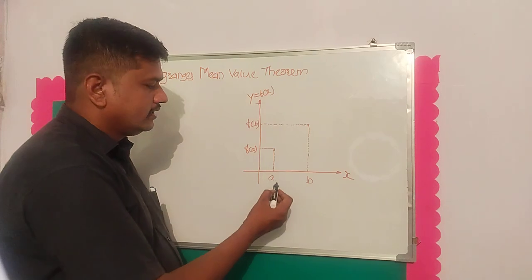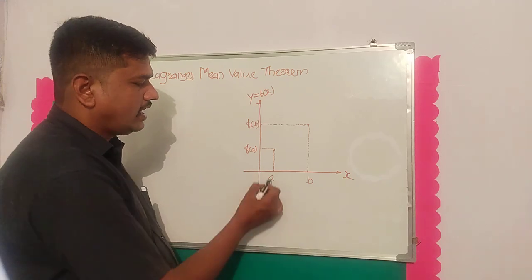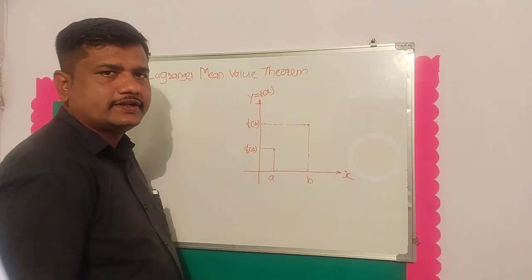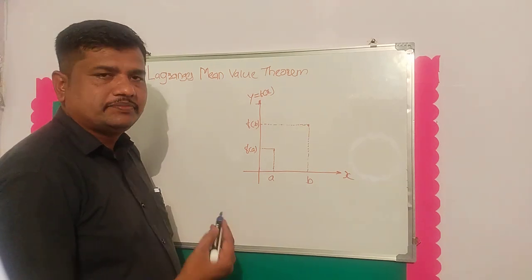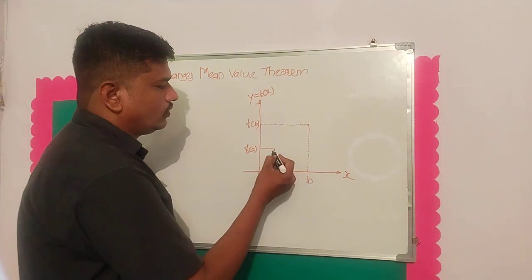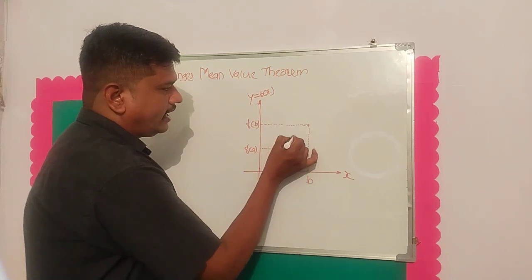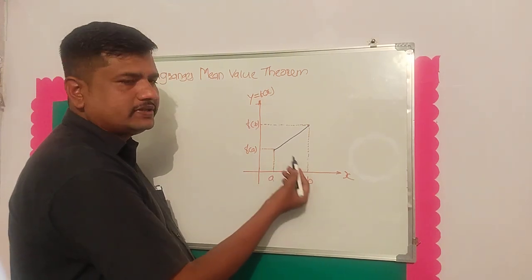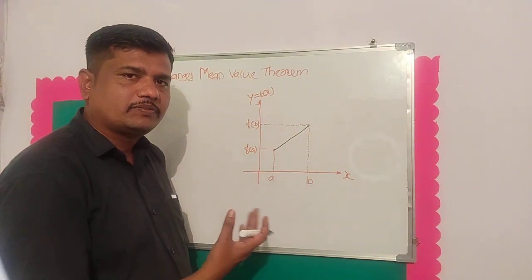and on this axis I have considered two values of x, that is a and b. Two values of x I have considered, and corresponding to these two values I have these f of a and f of b points. Now, what does Lagrange's mean value theorem tell you? The slope of this line joining the start point and end point. Can you tell me what is the slope of this line? The slope of this line is what? We say it is dy by dx, right? Dy by dx is the slope of this line.